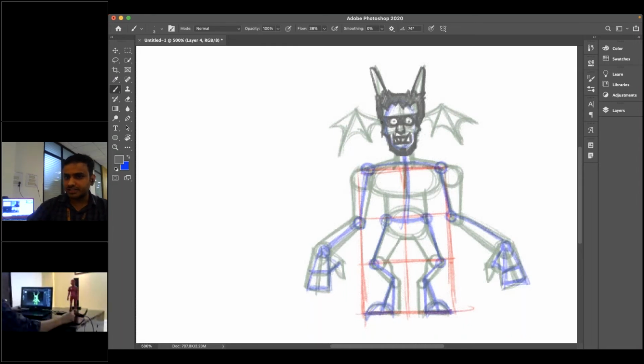Everybody, I hope you guys can see over here. So now I have created this simple alien-like creature in ZBrush. So basically it's concept art.